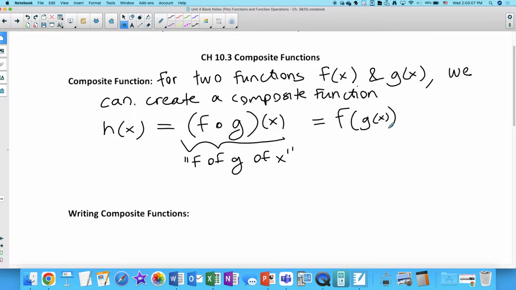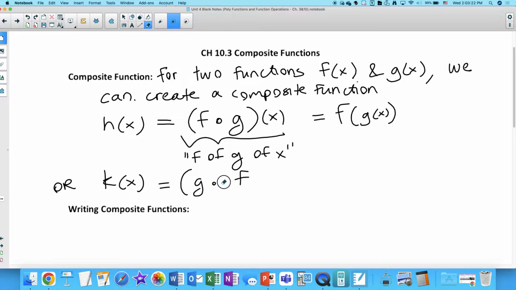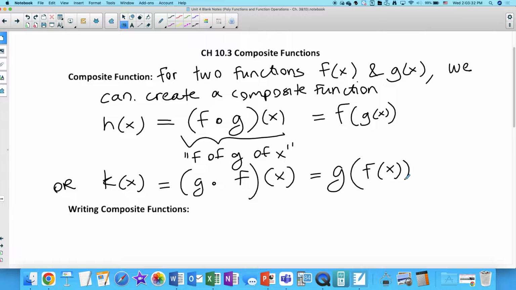Now you can also do it the other way around. We could also create some other function, let's say k of x, which is g of f of x. And in this case, we're going to replace the x in g of x with the other function f of x. Okay? So one of these functions is treated like an outer function, and one of them is the inner function. The inner function is what you replace the x's with.